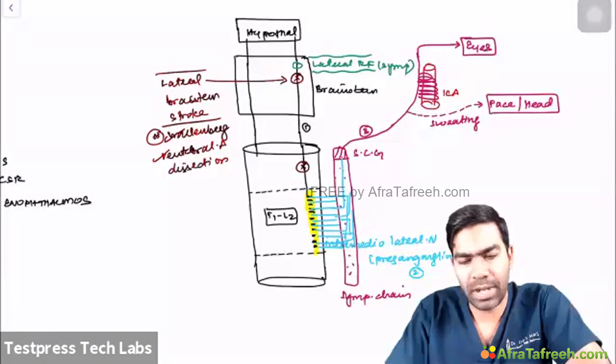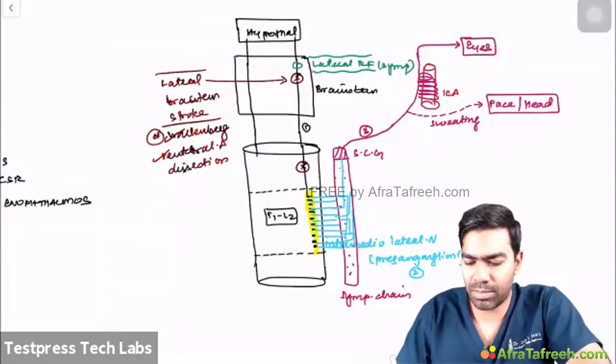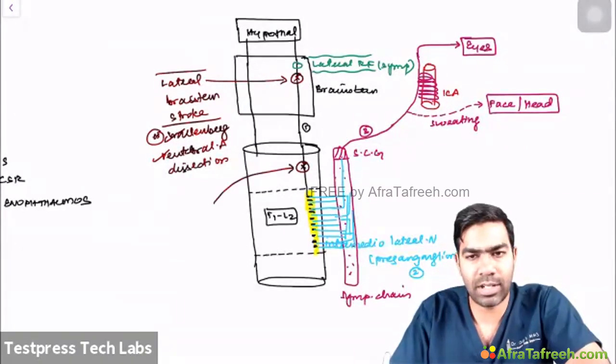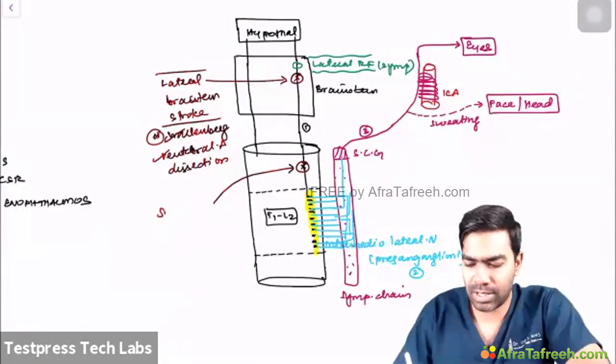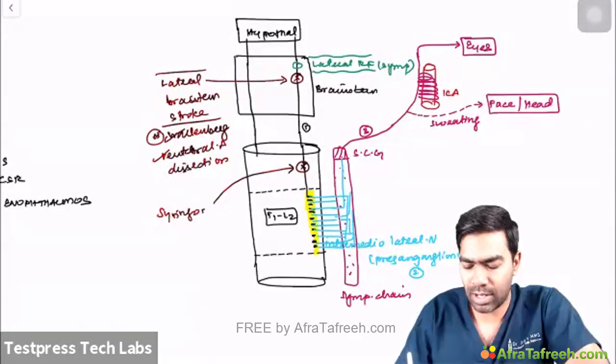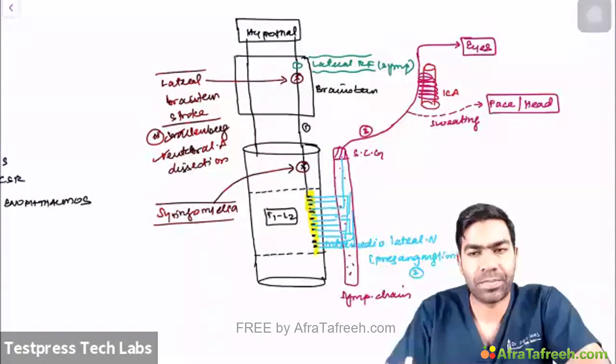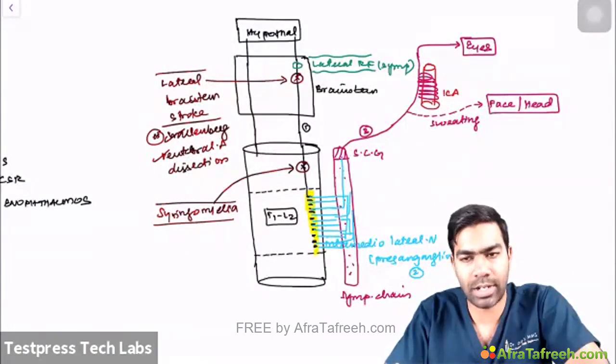Then apart from that, many other causes are there. For example, some causes in the spinal cord may also result in the development of central Horner, that is, a first order neuron lesion. For example, syringomyelia. It is a rare cause, but still possible. Syringomyelia can affect the first order neurons causing central Horner syndrome.